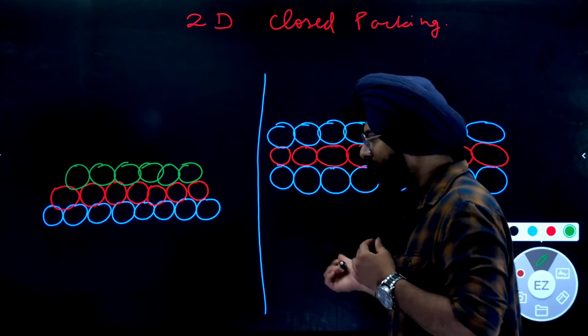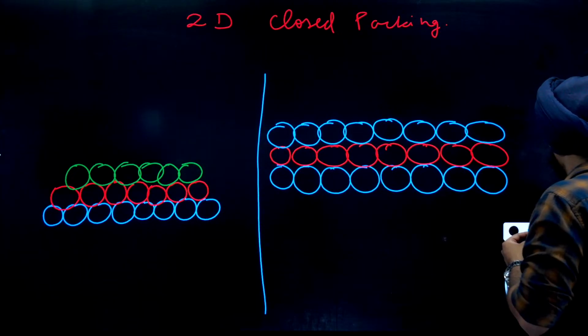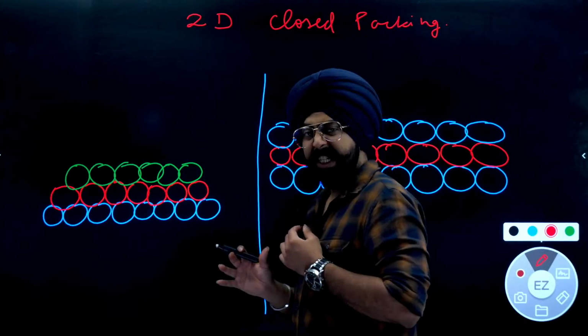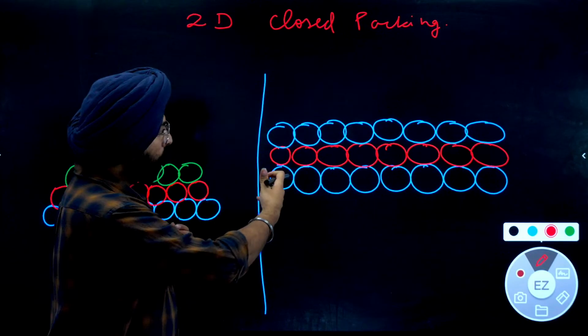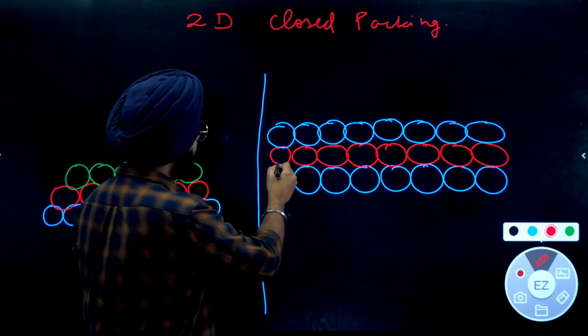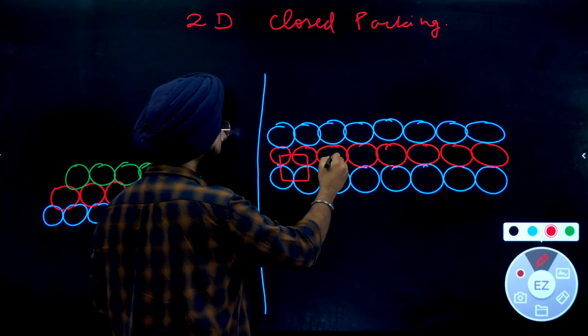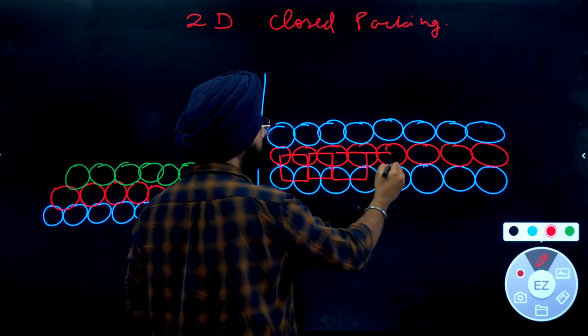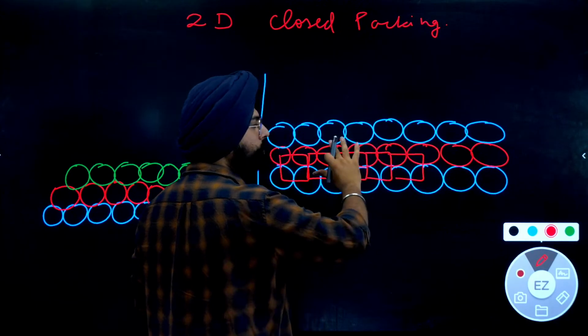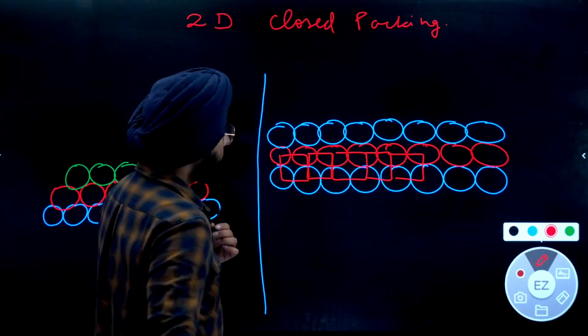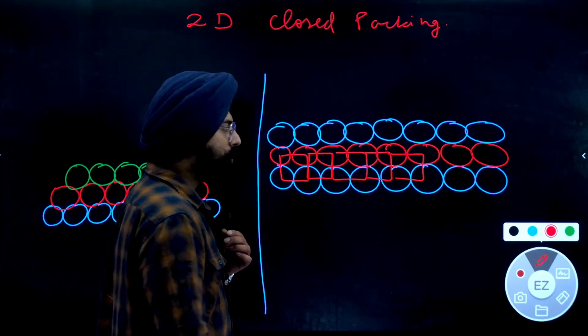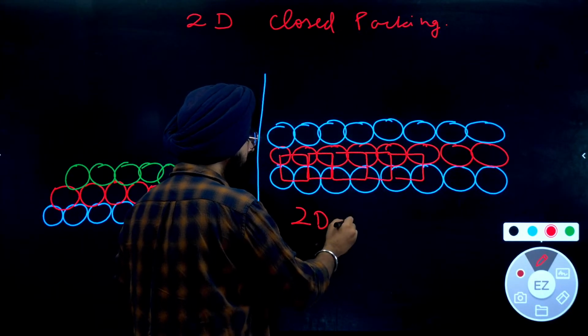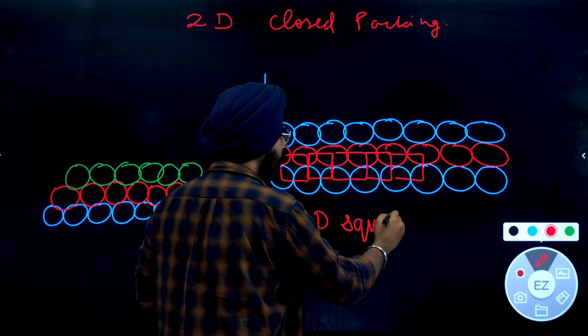Now, people, in both of these cases, notice something distinctly different. Over here, can I see squares that are repeating? Can I see these squares? Yeah, all of these are squares. Fine. So this, my dear friends, is known as your 2-dimensional square packing.